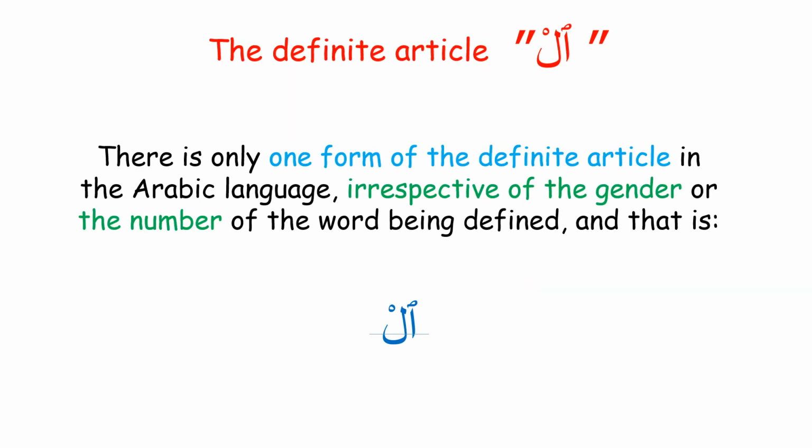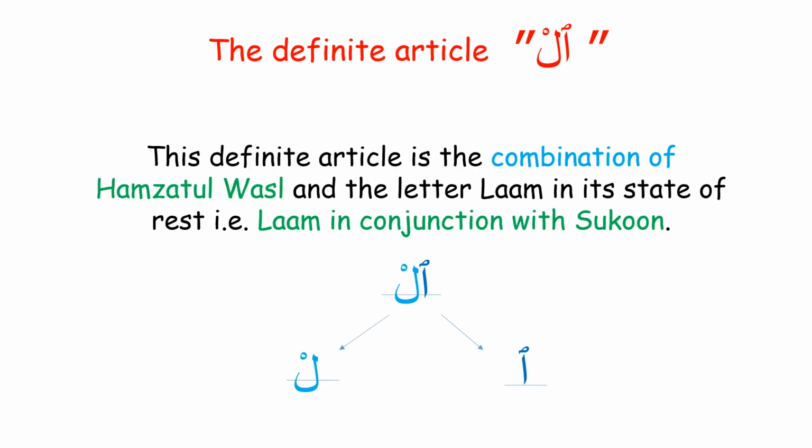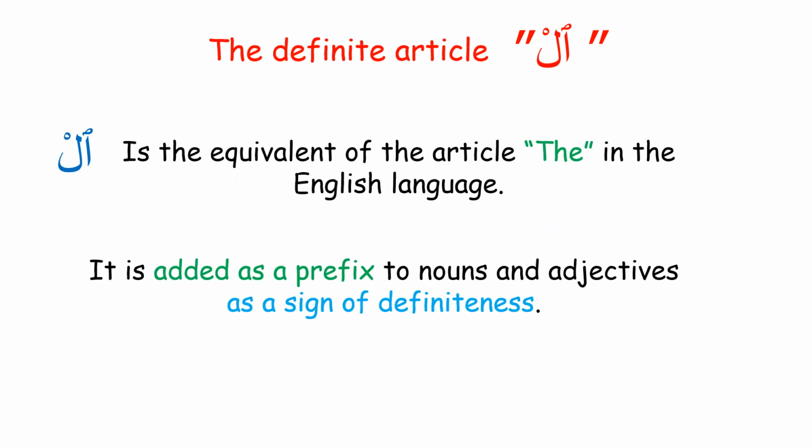As a matter of fact, there is only one form of the definite article in the Arabic language, irrespective of the gender or the number of the word being defined, and that is al. This definite article is the combination of Hamzatul Wasl and the letter lam with sukoon. It is the equivalent of the article the in the English language. This definite article is added as a prefix to nouns and adjectives as a sign of definiteness.